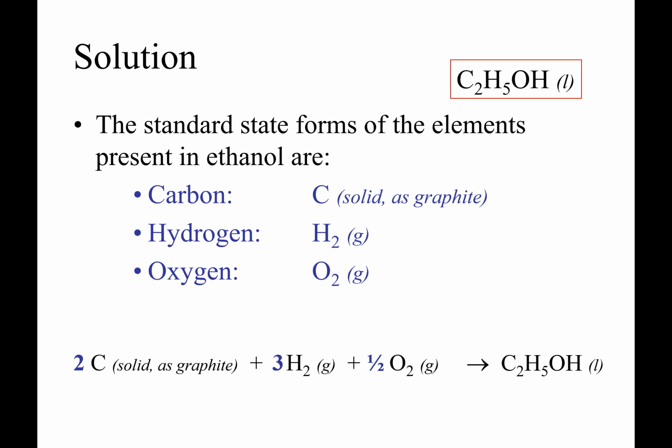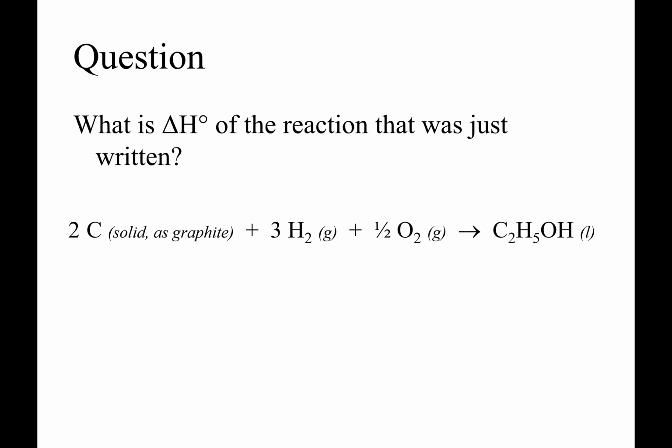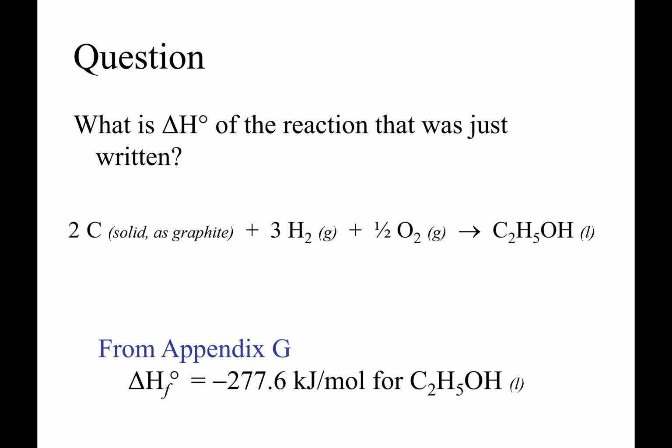I think on the next slide it says, what is the delta H of the reaction? It's the negative 277. I must have put that in the wrong spot. So I'll put all this up here. The heat of that reaction is exothermic, because it has a negative delta H. Specifically, it's negative 277.6 kilojoules.